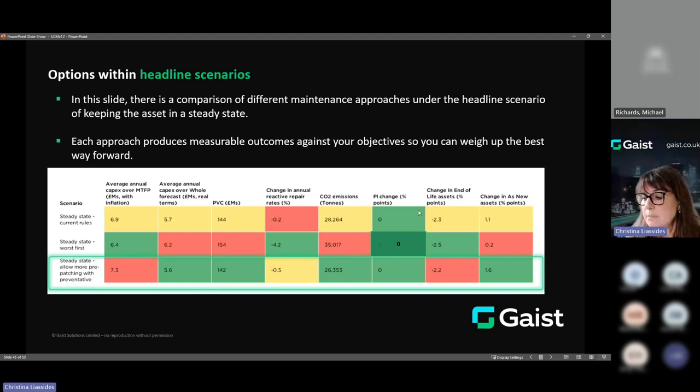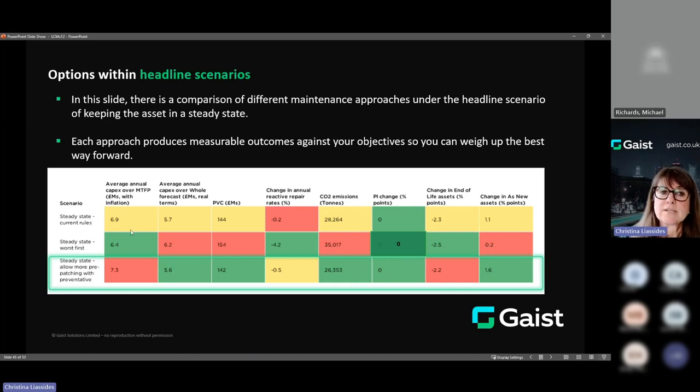You can see here, this is the PI change, so the performance change. It shouldn't actually change because you want to keep it in a steady state. It might fluctuate a tiny bit from year to year, but essentially what you want to do is keep it as is. Of course, that could be different if you're doing a budget scenario, where that PI change could be quite important, but we're doing steady state here, so we'd expect that to stay the same.